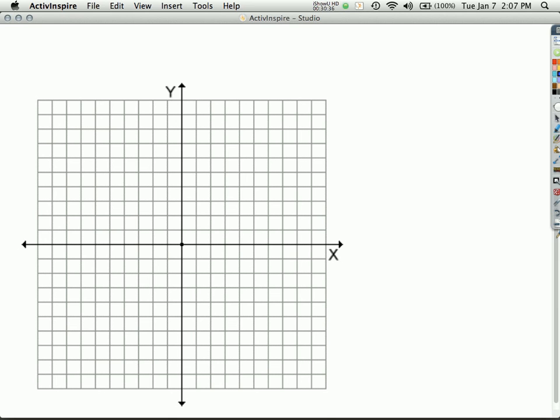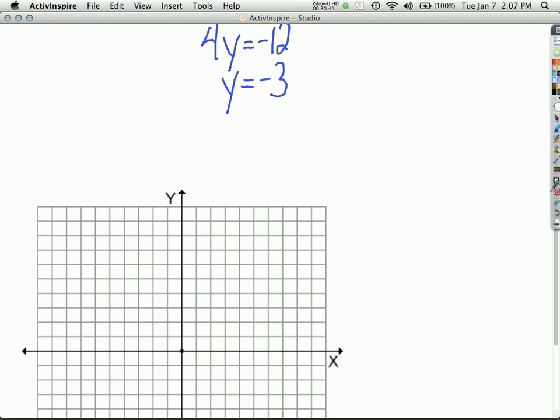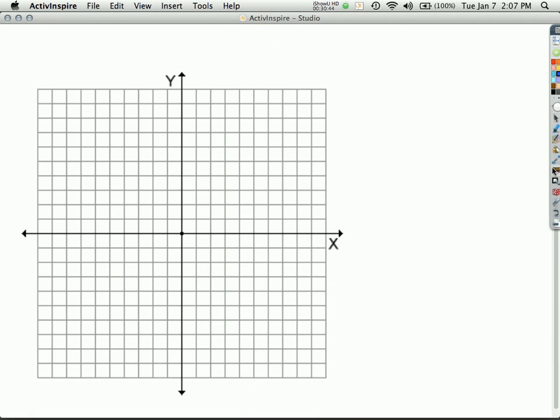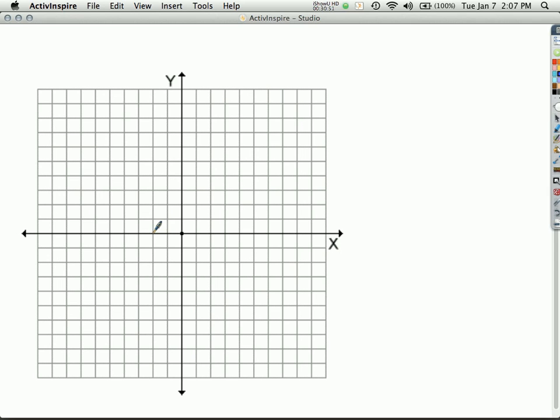So now we want to graph these intercepts. The x-intercept is negative 2 and 2/5, and the y-intercept is negative 3. So the x-intercept, negative 2, negative 2.5 is there, negative 2 and 2/5 is going to be a little bit less, about right there. And the y-intercept is negative 3, so that's a little more friendly. Negative 1, negative 2, negative 3, right there. And now we need our line.